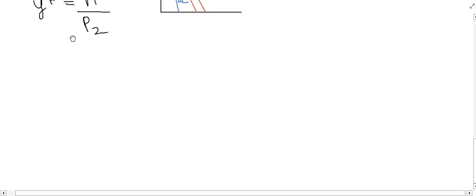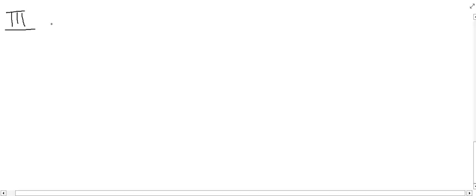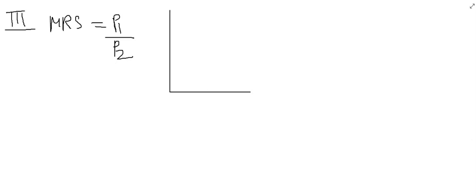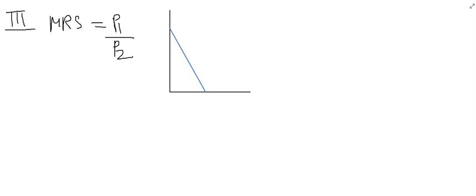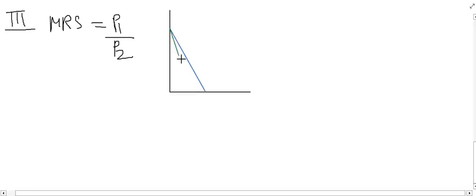Let's move to case 3. Now this is the interesting case, where MRS equals the price ratio. Now let's draw our graphs again. In this case, the IC and the budget line both have the same slopes, no difference at all. So the curves would be coincident on each other.